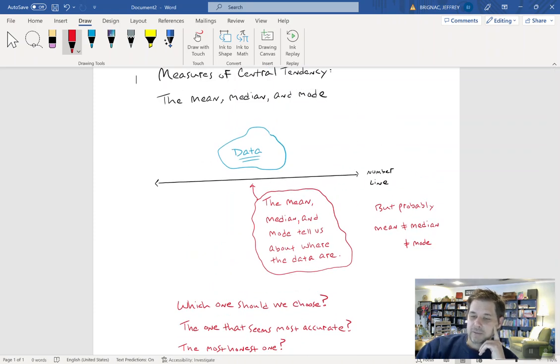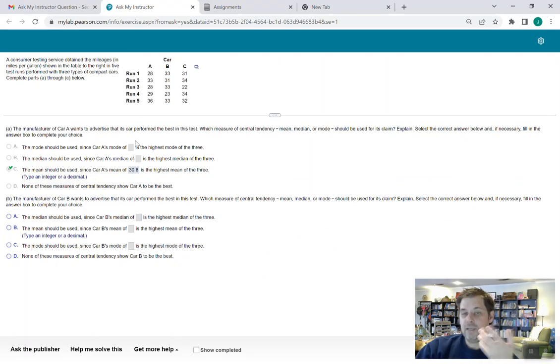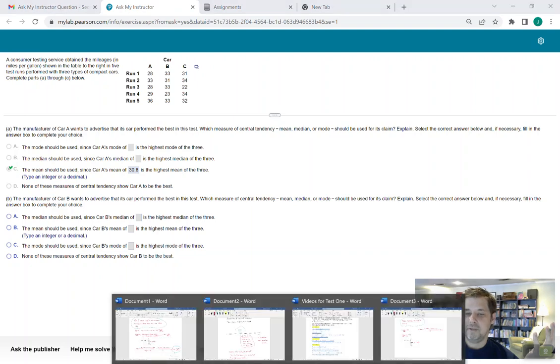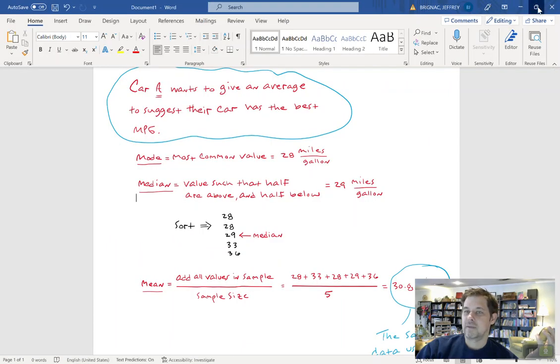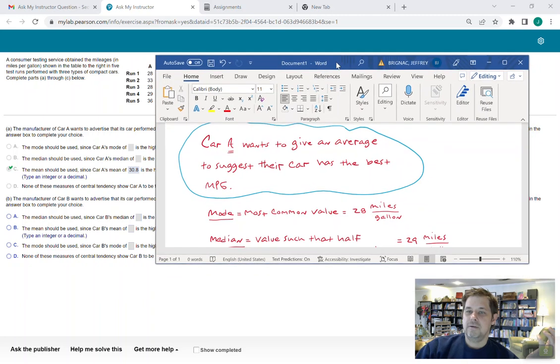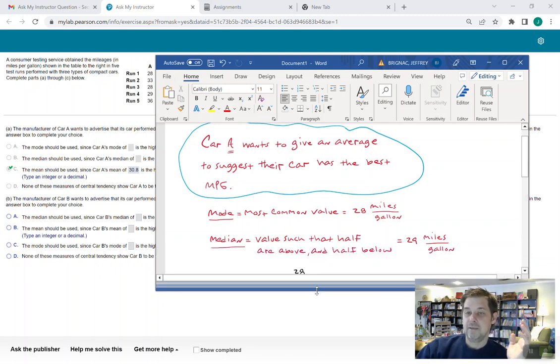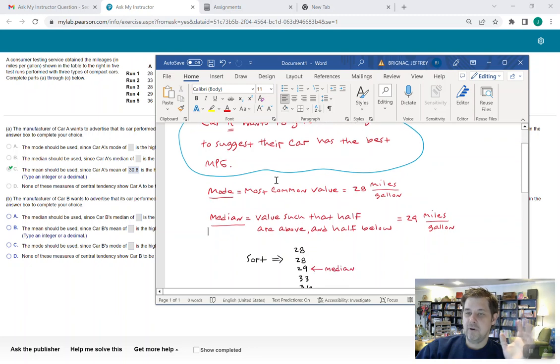So let's go through and make these calculations and just see how they compare. All right. So I'm going to start with car A. Okay, so car A wants to give an average. Now again, average is a generic term. By that I might mean the mean, median, or the mode, to suggest that their car has the best miles per gallon. Okay, all right, so let's calculate each one of those measures of central tendency for car A.